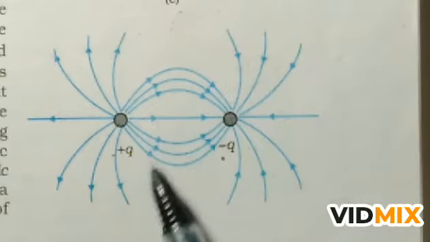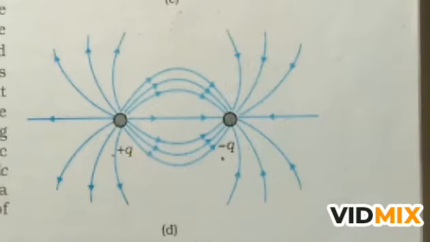These are very important diagrams, and 1 mark questions come related to this topic. Draw the electric field lines for two positive charges, draw the electric field lines for two charges of opposite nature, draw the electric field lines of a single positive or single negative charge. So you have to draw like this.